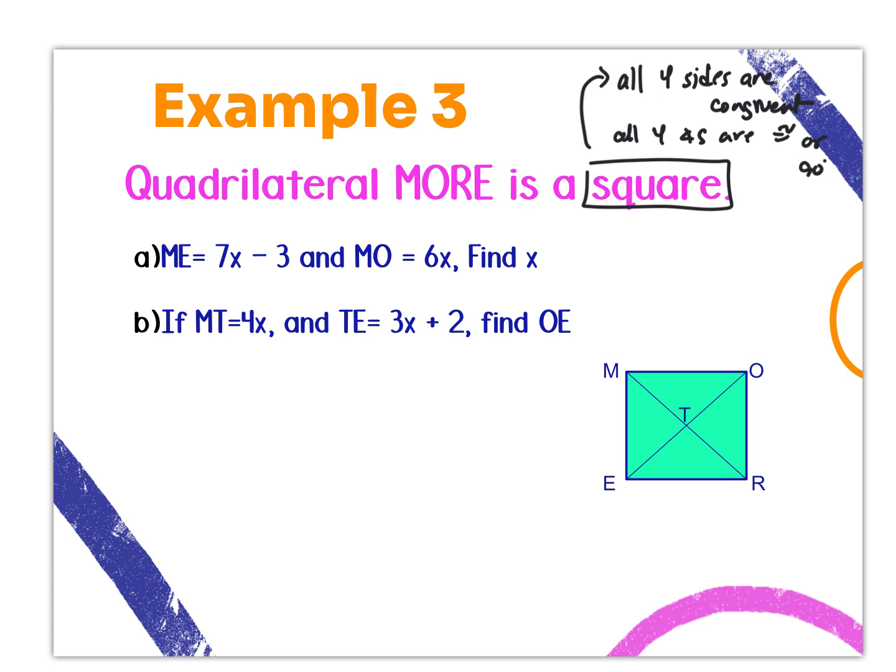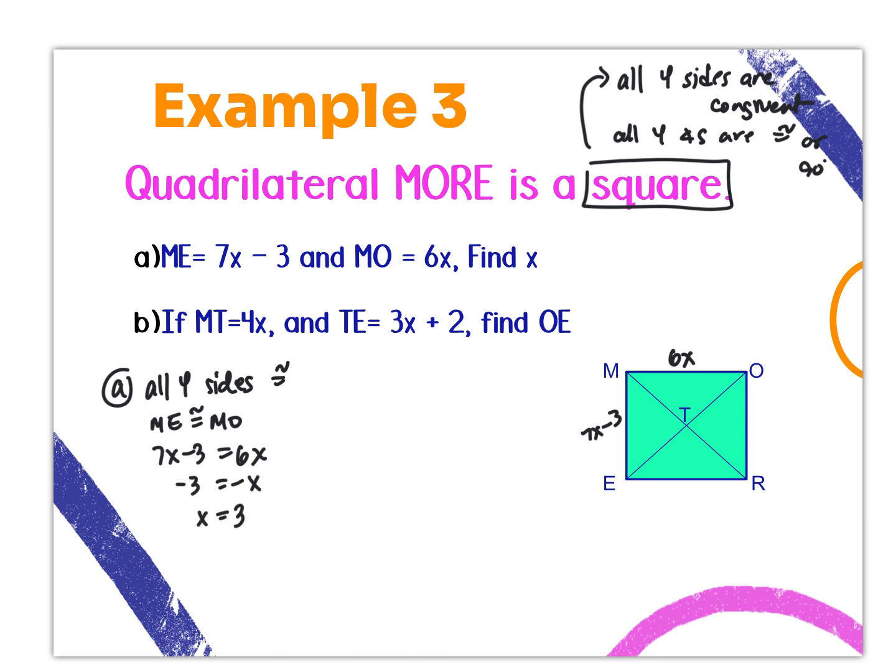So let's see what they're asking me here. They're telling me that ME is 7x minus 3, and that MO is 6x, and they want me to find x. Well, remember, in A, I know all 4 sides are congruent. So I know that ME has to equal, or be congruent to, MO. So 7x minus 3 has to equal 6x. I'll solve for x. I'll subtract 7x from both sides, and I'll get that x is 3. Okay, so x is 3 is what they wanted. So I'm done there.